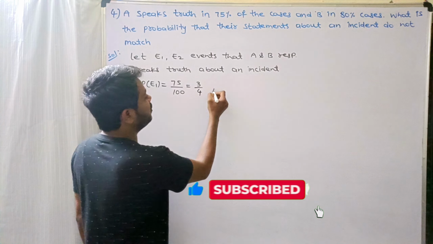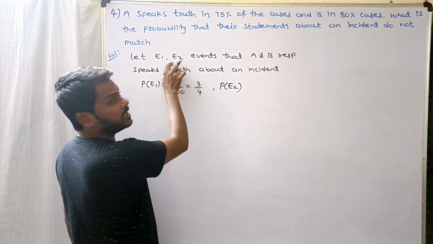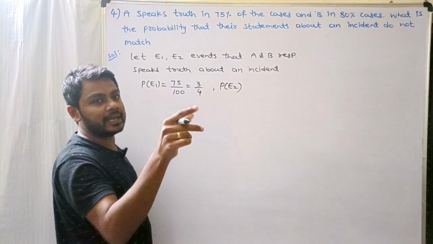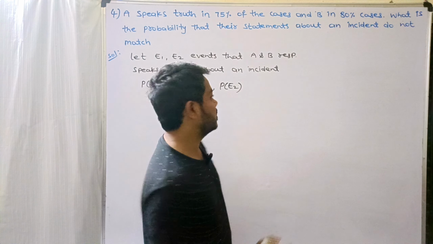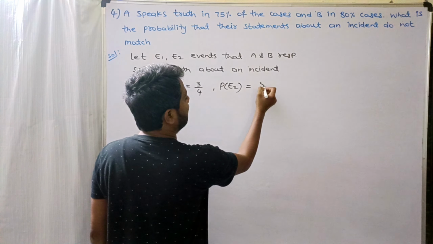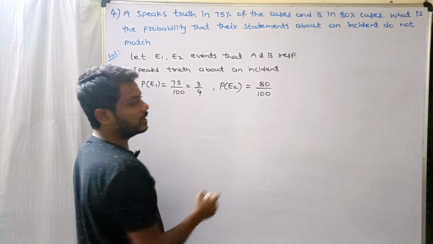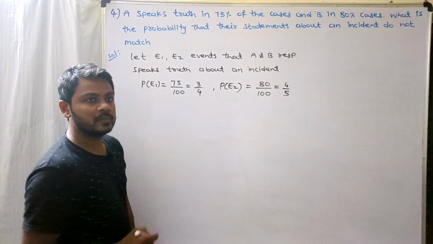Next, P of E2. Here what is this event E2? B speaks truth about an incident. Given that 80% of cases, that is 80 out of 100, that is 80 by 100. So this is 4 by 5.